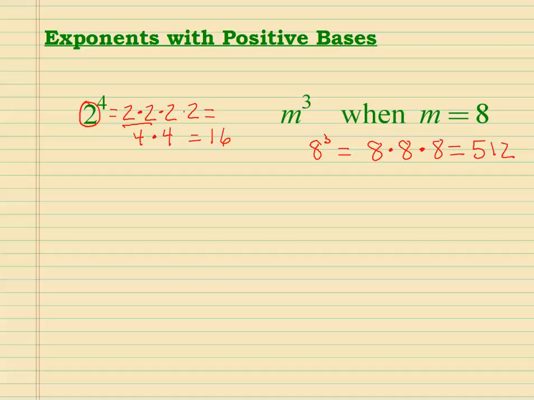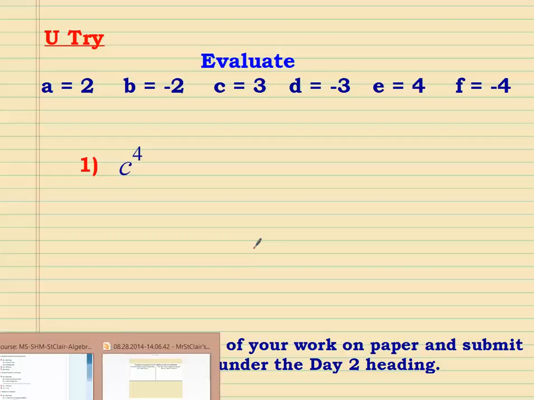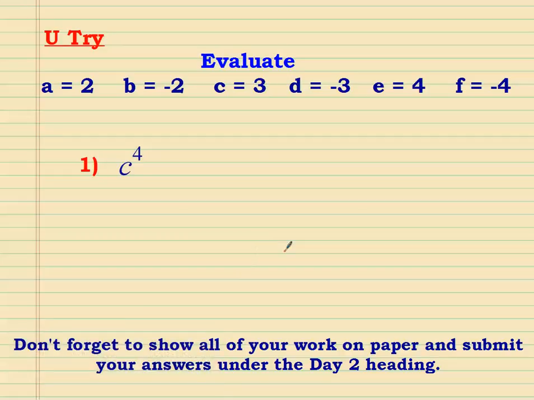All right. Next, I'm going to ask you to do the u-try. So the u-try is your example. So pause this, and you're going to evaluate. Here you have c raised to the fourth power, and up here it looks like c is equal to 3. Make sure you show all your work because that'll be checked in your notes.